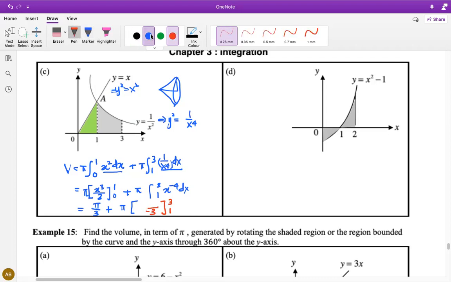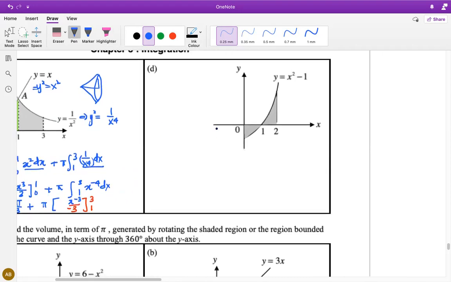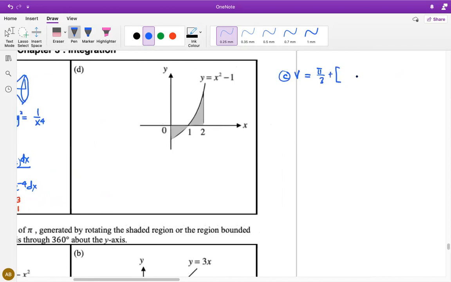All right, so I rewrite everything. So this one is x to the power negative 3. You substitute the value in. So I do this part here. Okay, this is C, the volume. So you have pi over 3 and then plus, negative 1 over 3 cubed, minus negative 1 over 1 cubed. So you get pi over 3 plus pi times 1 minus 1 over 3 cubed.